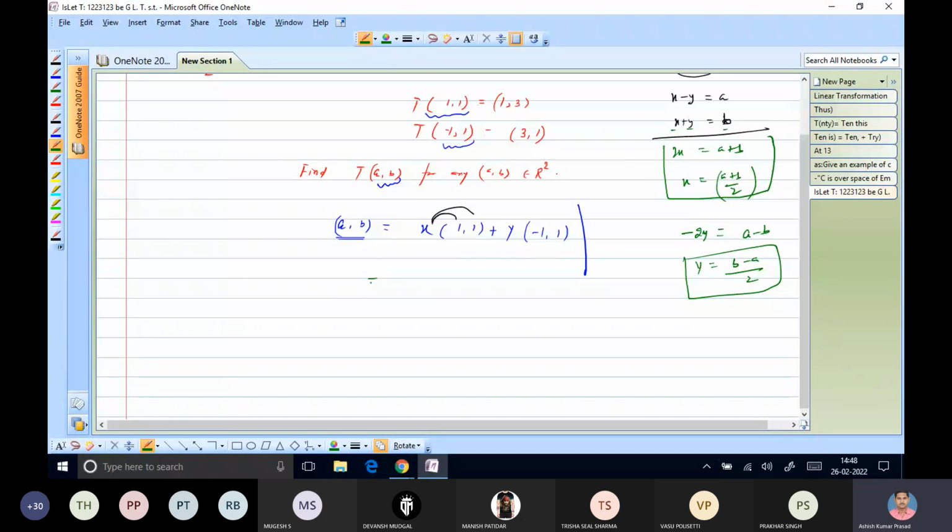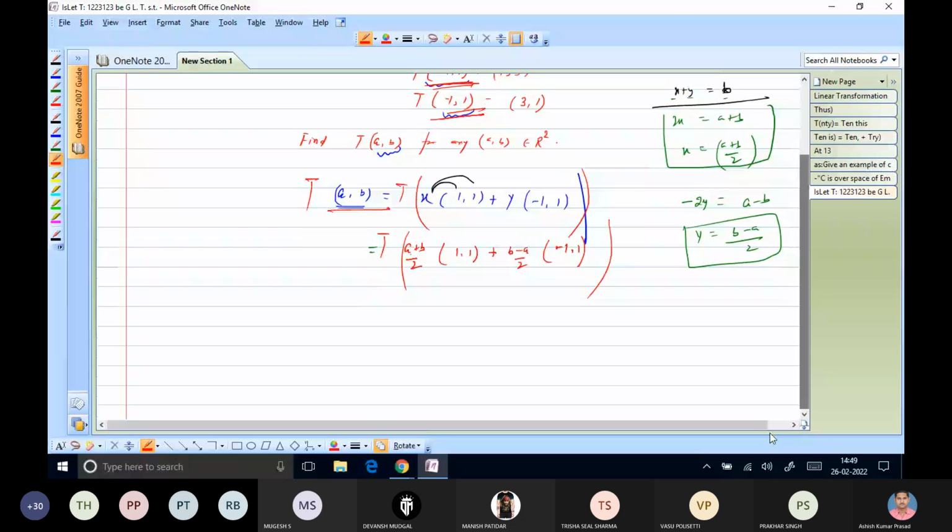So AB can be expressed with x as a plus b by 2, so AB equals a plus b by 2 times (1,1) plus b minus a by 2 times (minus 1,1), right? So first of all you express AB as a linear combination of (1,1) and (minus 1,1). Now you apply T.